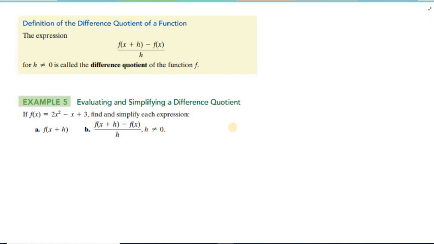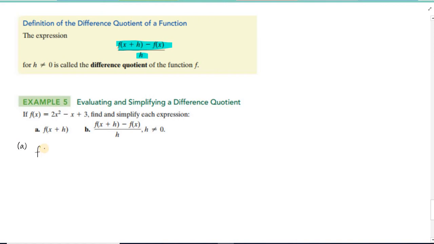So here we have a definition of the difference quotient of a function. If some of you ever get into a calculus class, you're going to use this a lot. Alright, example 5, evaluating and simplifying a difference quotient. We have f of x equal to 2x squared minus x plus 3. Find and simplify each expression. Let's look at part A.